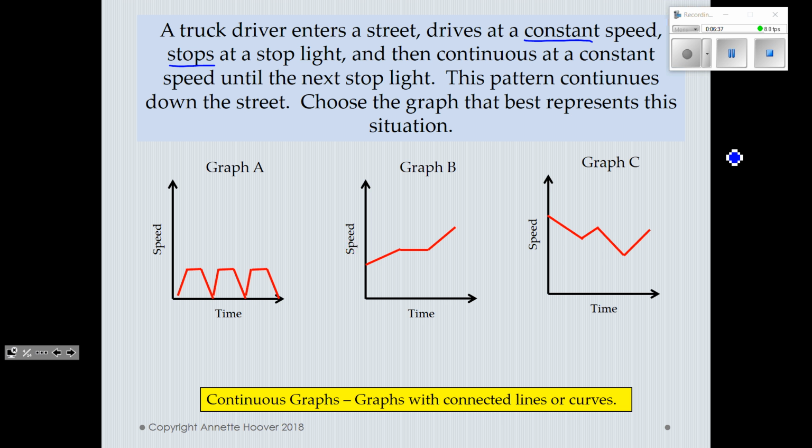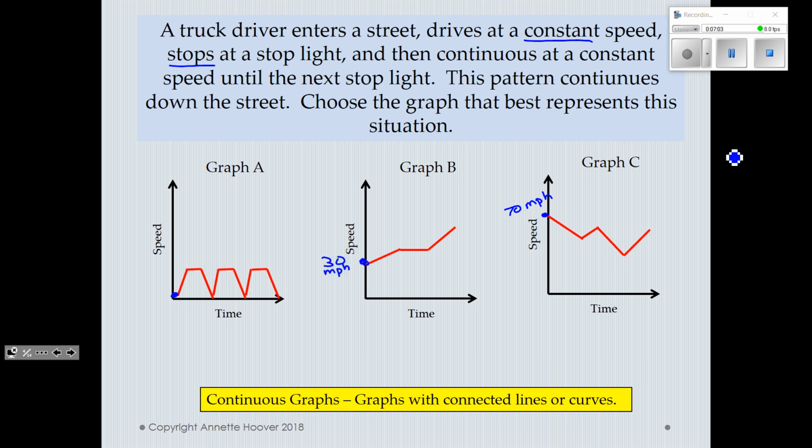So if you look down here at the graphs, this one has us starting at 0 speed. This one has us starting at faster than 0, and this one's even faster. So we could approximate this and say maybe this is about 30 miles per hour. Since the numbers are not there, we're just guessing. Maybe this is 70 miles per hour. Okay, well, when he entered a street, hopefully he was not going 30 or 70 miles an hour.